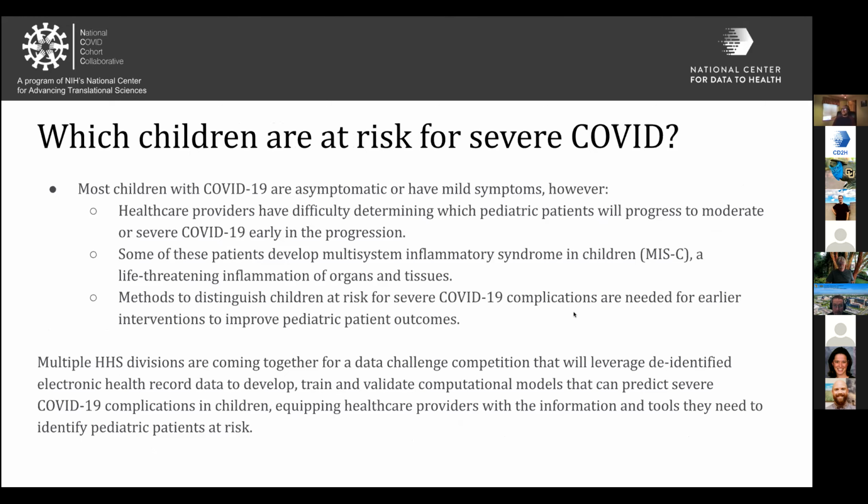So the question we are looking at is which children are at risk for severe COVID? While most children with COVID-19 are asymptomatic or have mild symptoms, there are some cases in which those pediatric patients progress to moderate or severe COVID-19. This includes multi-system inflammatory syndrome in children, which is a life-threatening inflammation of organs and tissues in those children. Methods to distinguish these children who are at risk are needed to help triage early interventions to improve pediatric patient outcomes.